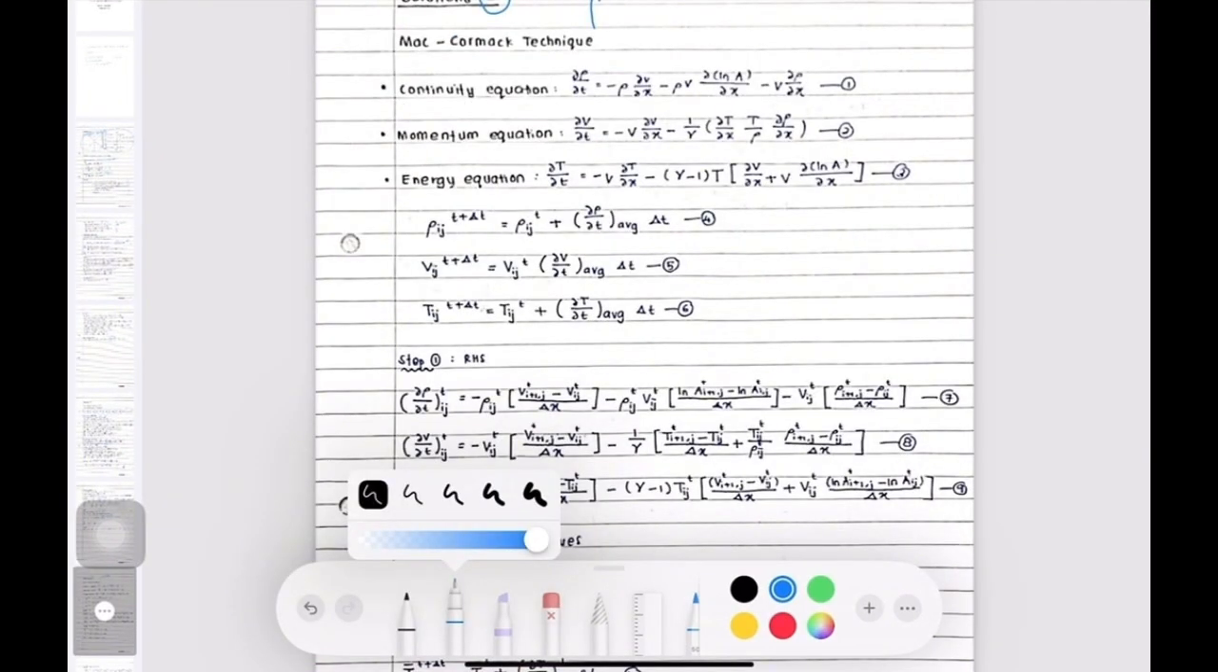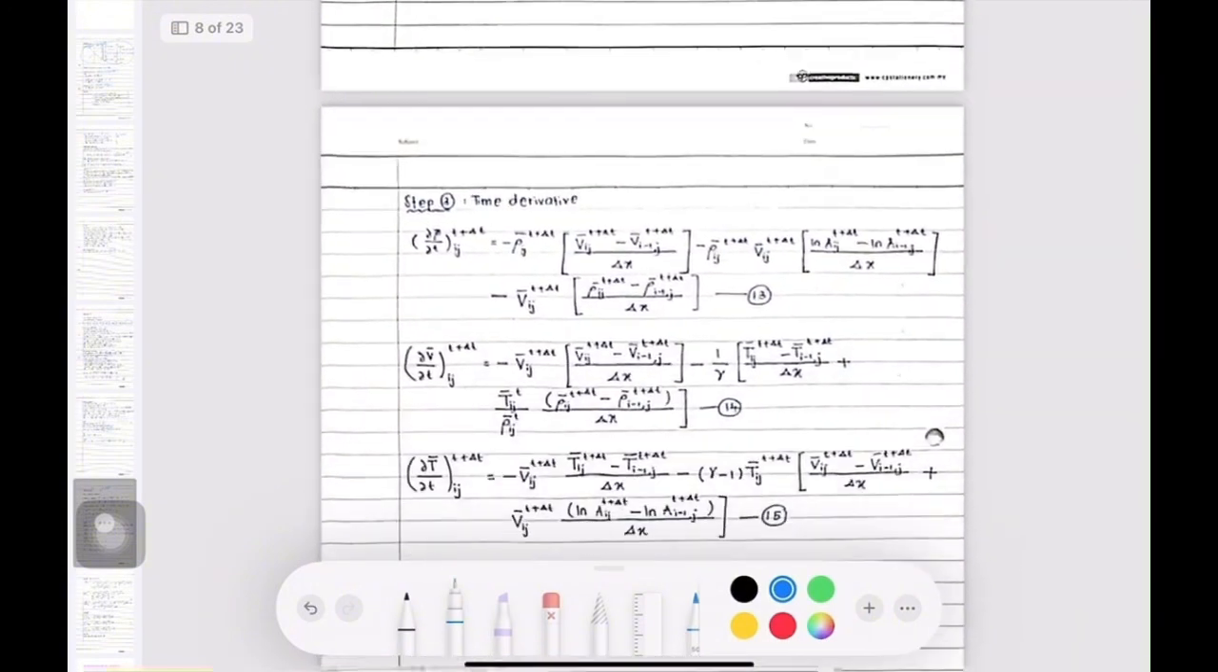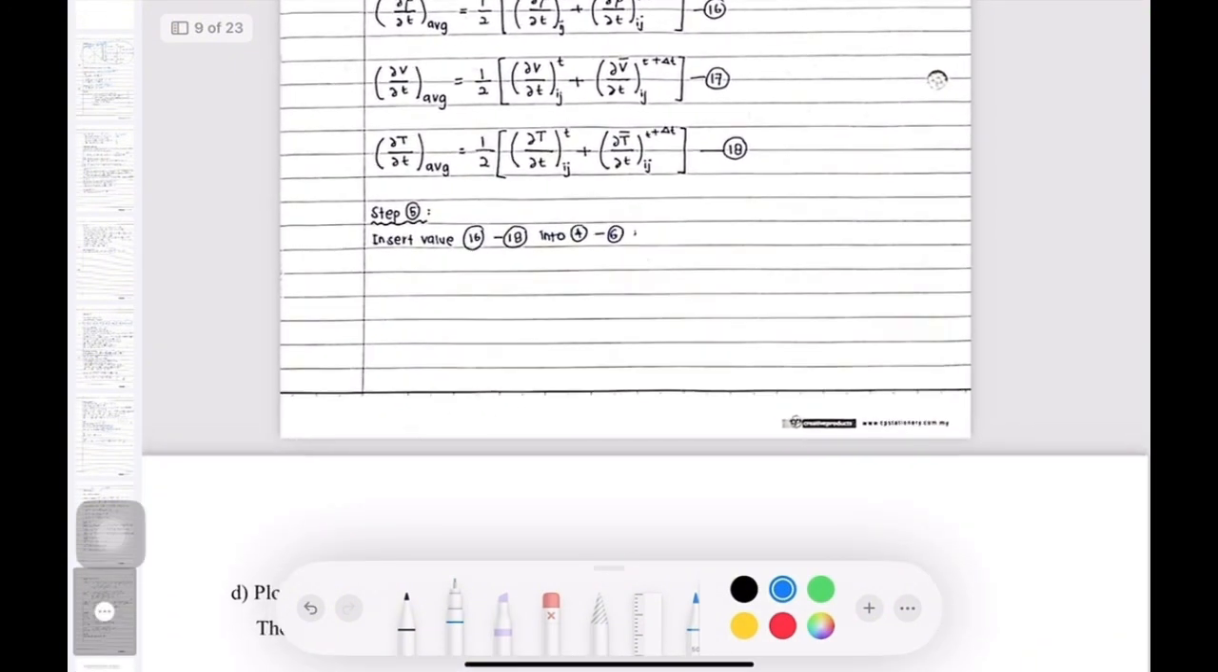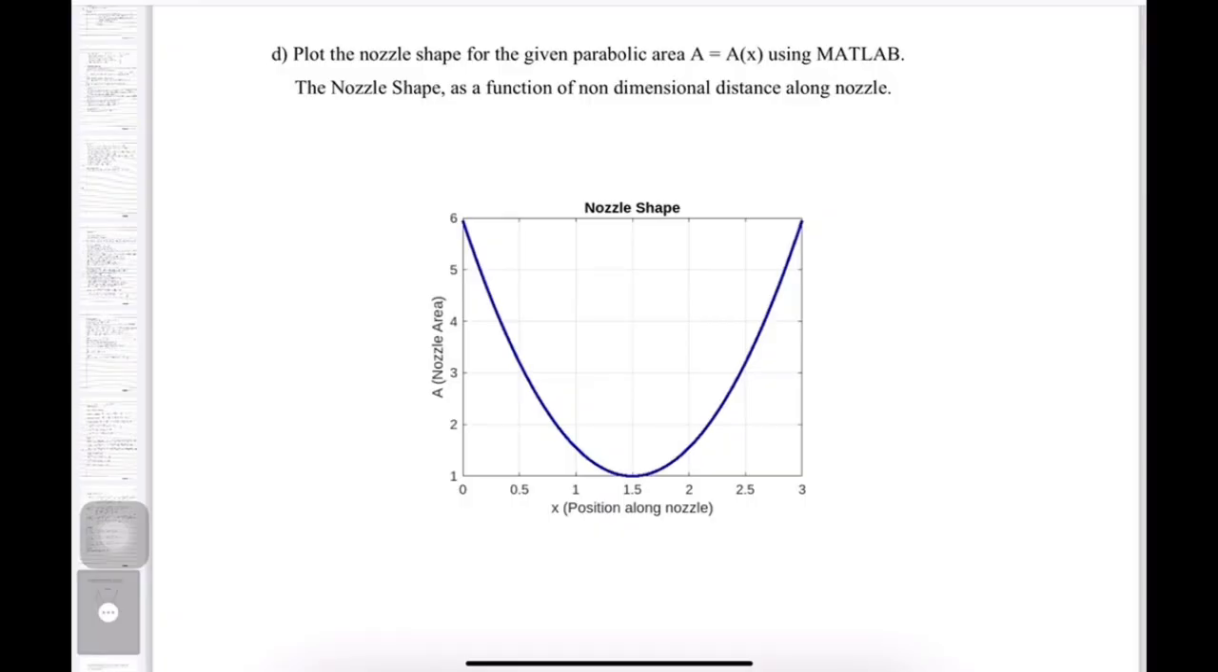Okay, this one is the non-dimensional equation for the continuity equation. This is the non-dimensional equation for the momentum equation. This is the non-dimensional equation for energy. Okay, then this is the predicted value at the next time level. After doing all the steps, we finished the McCormack technique. Okay, next is question D.